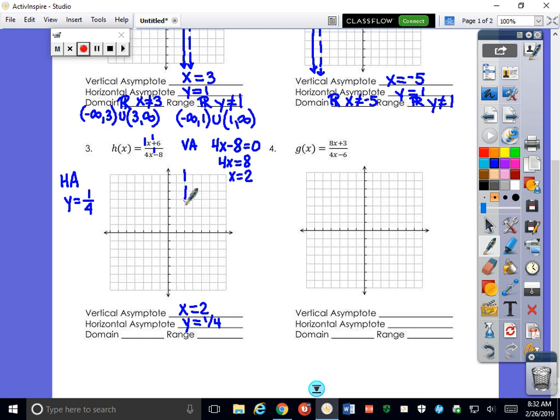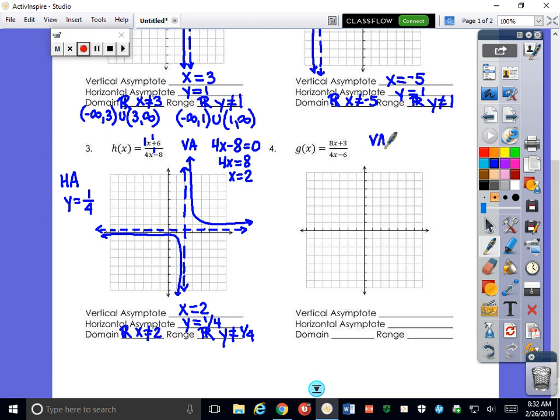So at x equals 2, I have a vertical asymptote, and at y equals 1/4, I'm going to make that kind of right near the x-axis, I have a horizontal asymptote. And again, I'm going to mimic the mom. So when you go to write your domain, it's the reals where x cannot equal 2, and the range is the reals where y cannot equal 1/4. Pretty easy. All right, number 4.